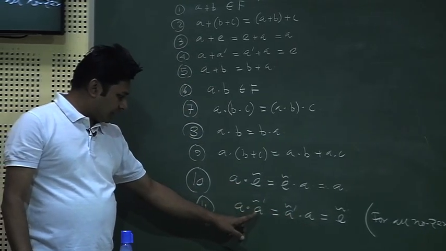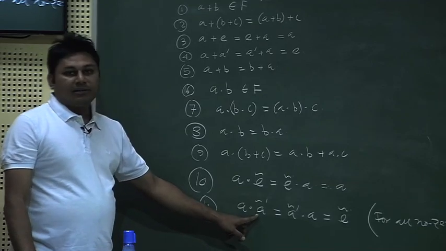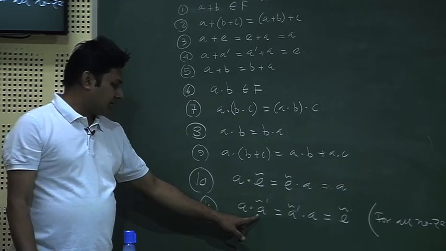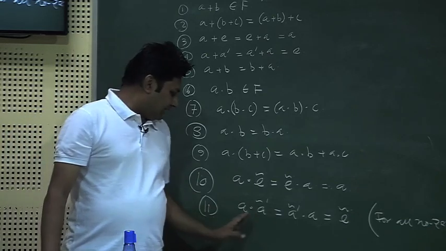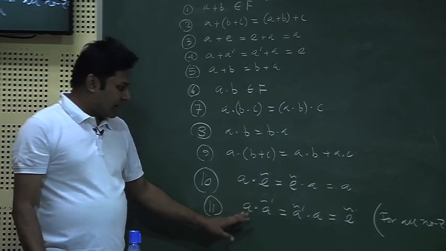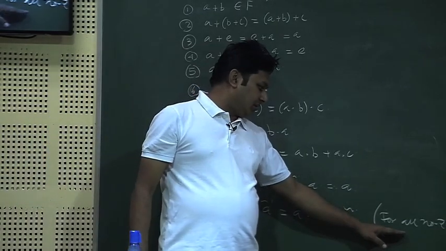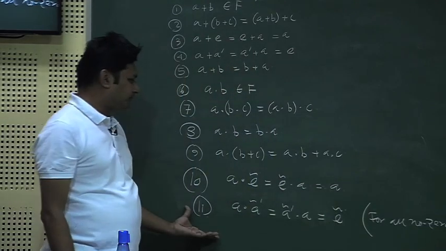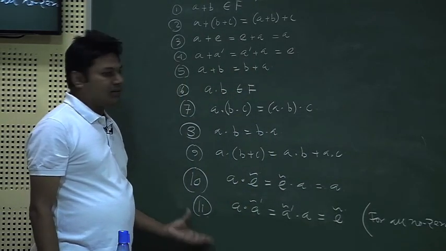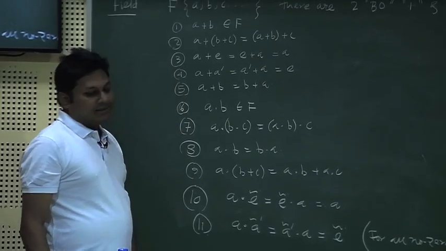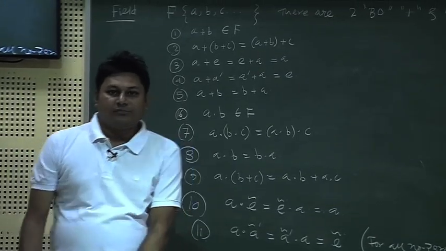Now, a inverse is nothing but 1 by a in the normal sense. If that is the case, then if a is 0, I never have this inverse. So that is why I specially need to put a condition that this is true for all non-zero elements. If all these properties hold, then the elements form a field.